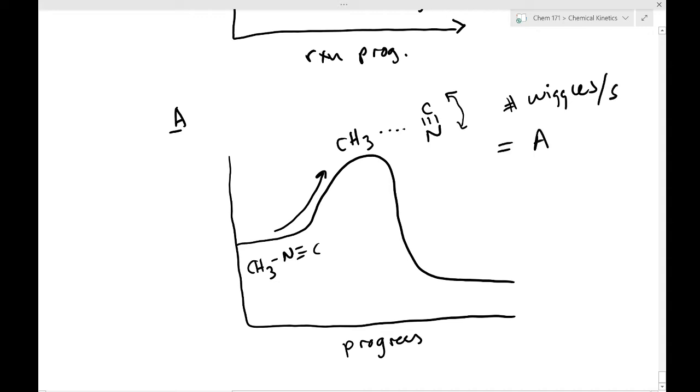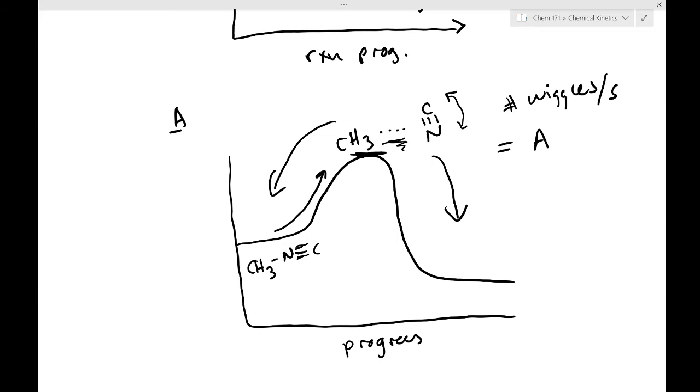Okay, so once it reaches this point here, you can see why the energy is so much higher than in the bound state with N triple bond C, because this is some sort of weird bond that's happening here. So it has a much higher energy, and A is equal to the number of times per second that it tries to wiggle into that side formation. Now once it's in this side formation, it can either fall back this way or fall this way. They're both lower in energy. This is why it doesn't actually happen every time.